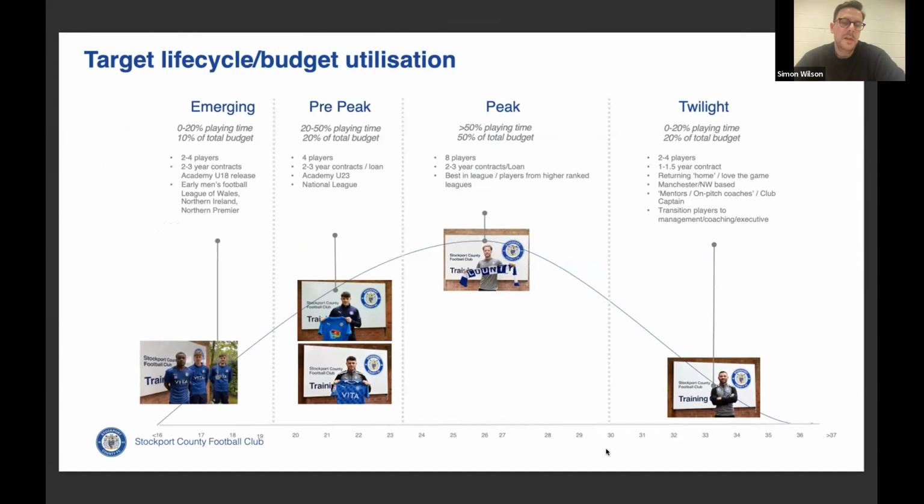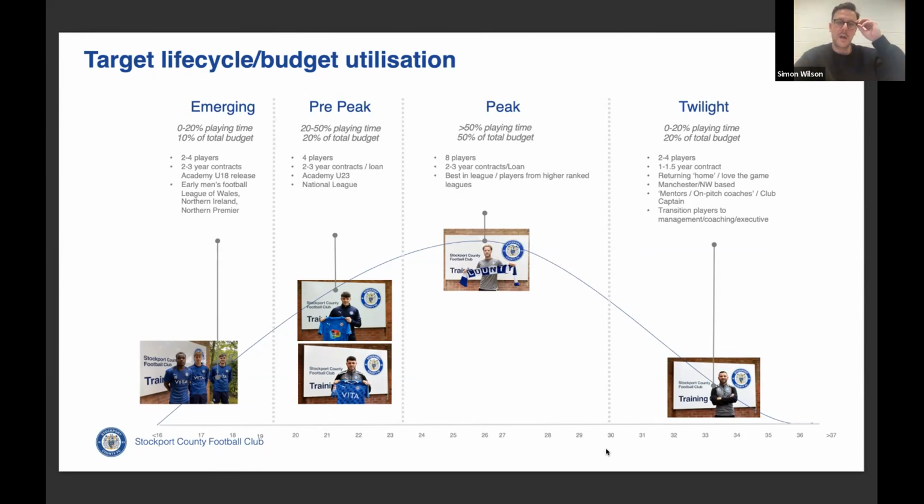Included in terms of the positional characteristics that we recruit to, we also recruit around life cycle, and we've got an idea of where we want to have the most density of our players. Of course, we want the majority of our players certainly in the peak phase. So in a squad of 20, we tend to have 8 players, or the majority of our players, in that peak phase, and they will tend to be the players on the best contracts, but we would expect the most playing time. So the profile of these types of players tends to be ones that are either known as the best in the league, or we're pulling down from higher ranked leagues.